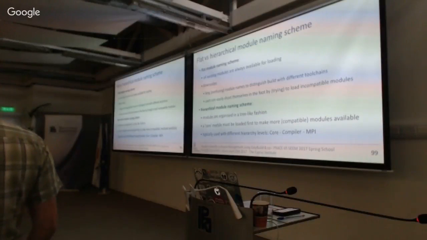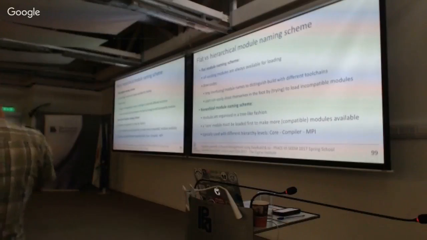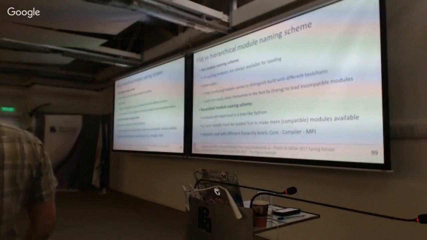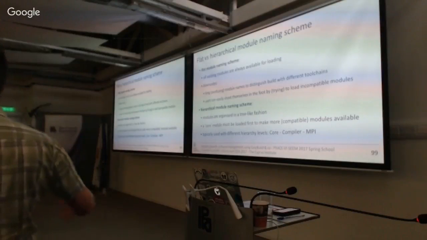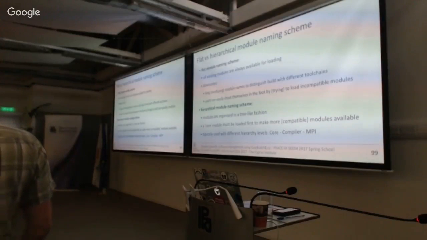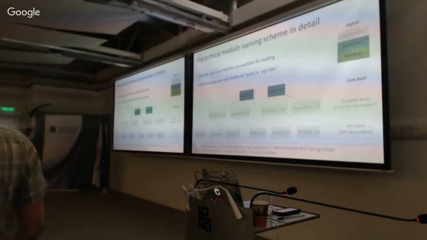In a hierarchical naming scheme, things are organized differently. You build a tree of modules, and then you have to load one module to make more compatible modules available. Typically, this is used in a core compiler organization. So this looks something like this. This is a representation of the modules that the user sees. The light gray ones are not visible to the user. If you do module avail, they are not there. The blue ones are available.